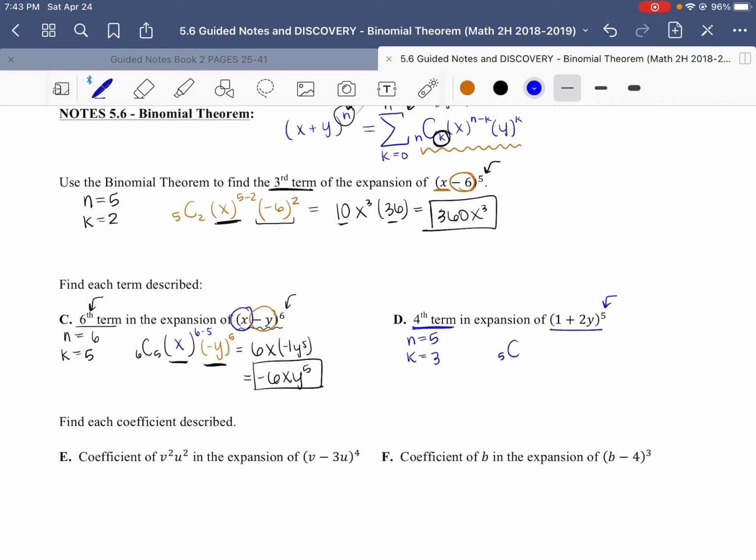I then have n choose k. And again, when I'm setting this up, I'm just using this right here. So I do n choose k. Then you take the first part of the binomial, which in this case is a 1, and you raise it to the n minus k power. Then you take the second part, the 2y, and you raise it to the k power, in this case 3. Then we go ahead and we simplify.